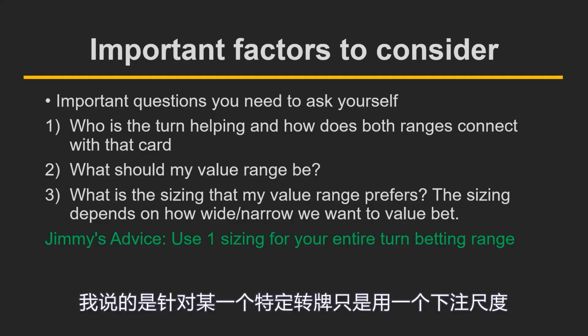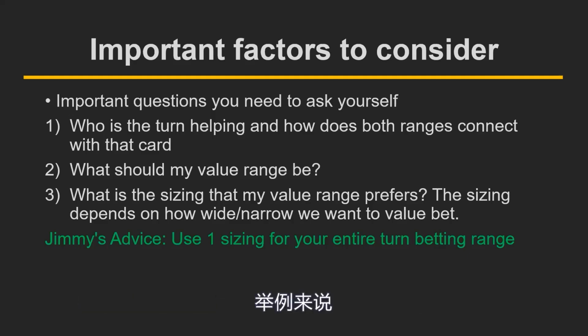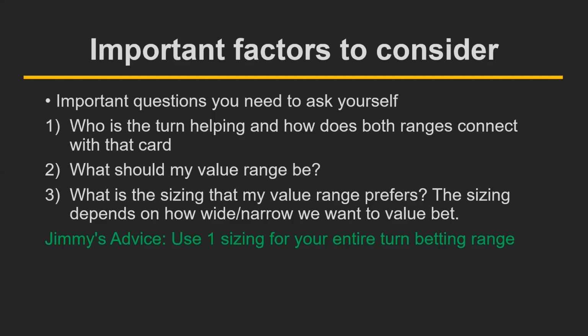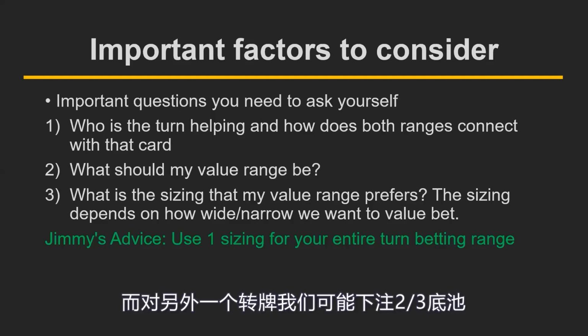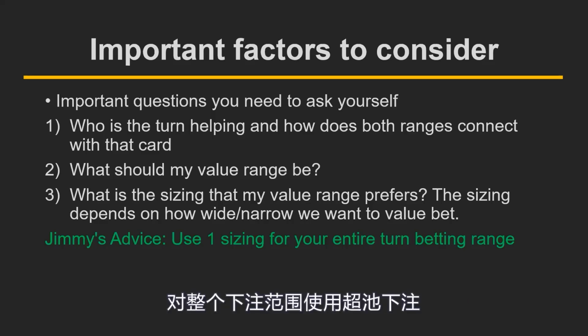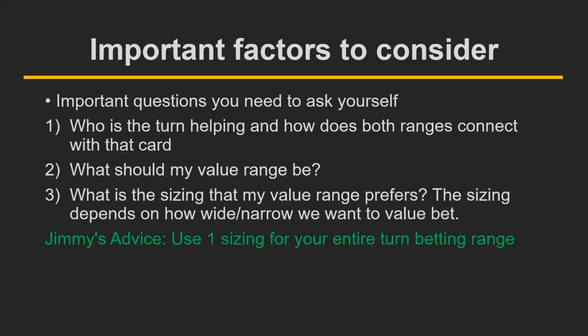I mean, one sizing for a specific turn card. So for example, on a specific turn, we might only overbet or check with our betting range. And on another turn card, we could just bet something like 2/3 or 3/4 pot. But when we bet, let's say overbet, we only overbet. And then when we bet 3/4, we only bet 3/4.